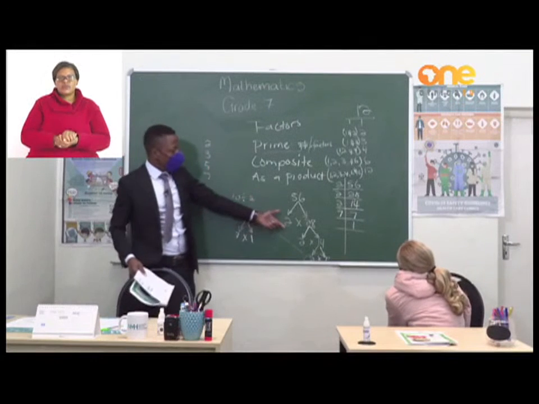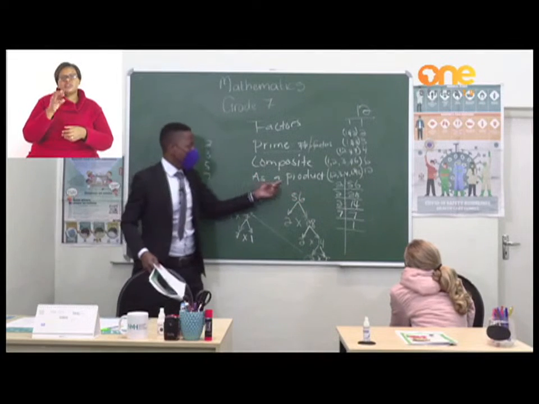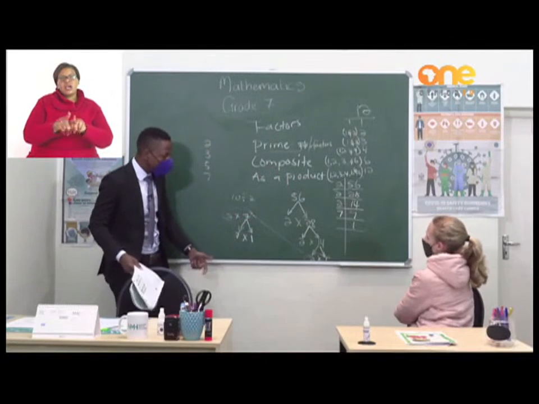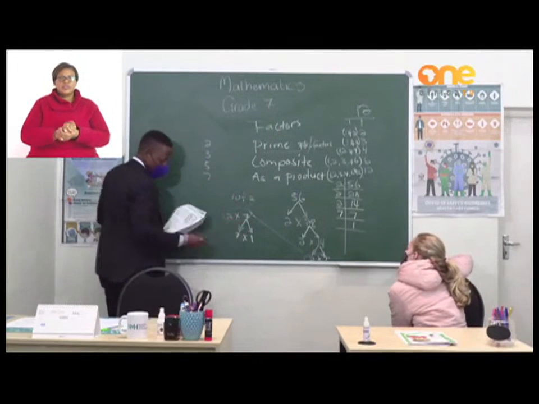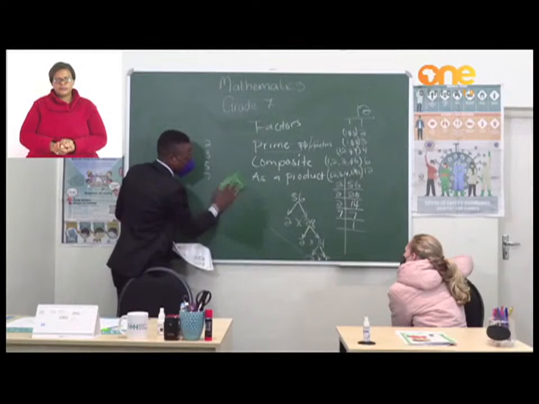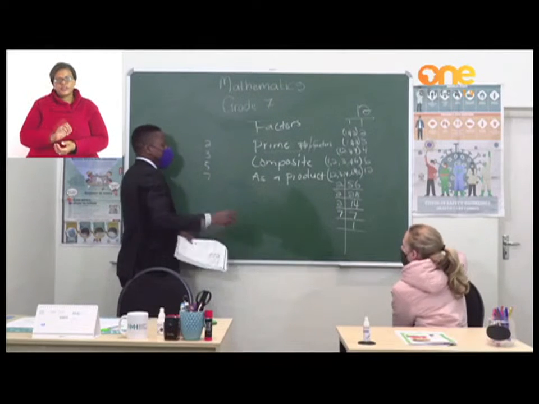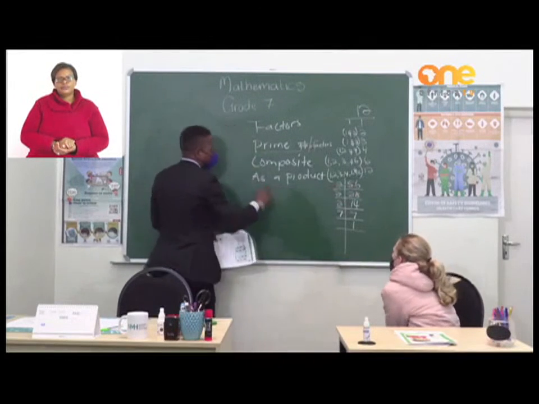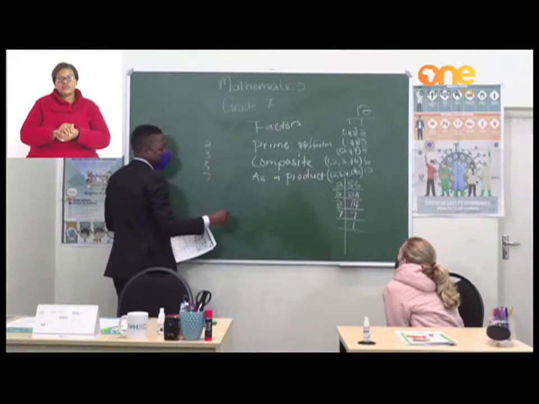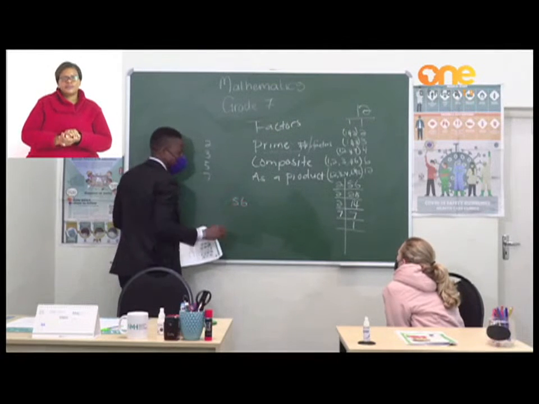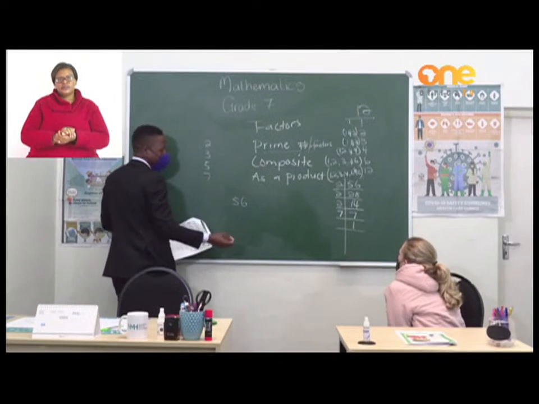But you did not give the answer to "write 56 as a product of its prime factors." To answer this question, you must write it in this way. Write 56 as a product of its prime factors. You write 56 as a product. A product is an answer for multiplication.